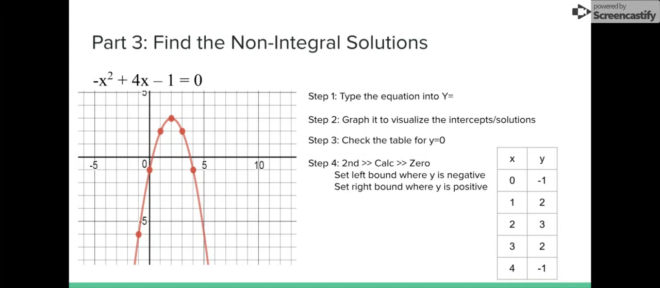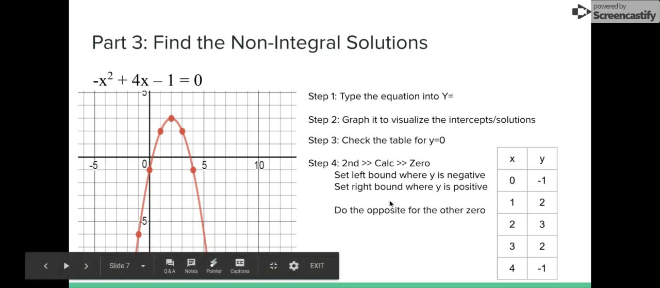Okay, so once you do that, you should get your first answer to be approximately x equals 0.268. Okay, and I'm sorry this isn't coming up visually, but it should be approximately 0.268 for your left 0. Once you've identified that, you just do the opposite. So now your left bound will be where y is positive, which we would point right here, where x is 3 and y is positive 2. And then your right bound will be when y is negative. And that's when x is 4 and y is -1.